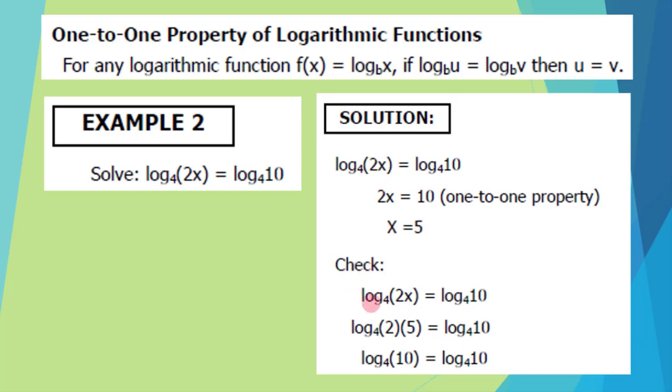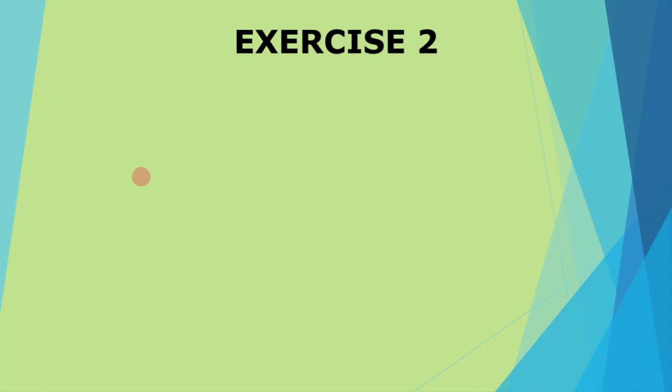Now to check, we go back to the original expression, log of 2x to the base 4 equals log of 10 to the base 4. Then substitute 5 for x, that's 2 times 5. So we have the expression log of 10 to the base 4 is equal to itself. So therefore, x equals 5 is the solution to this given equation.